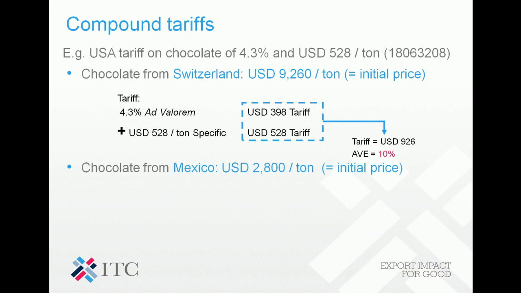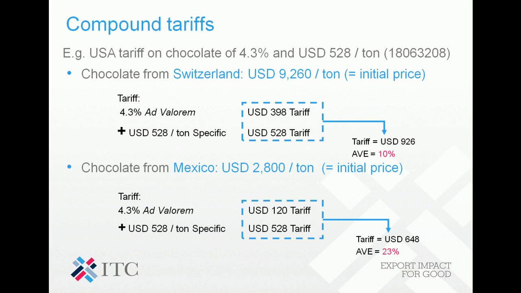Here, the ad valorem part of the compound tariff of 4.3% translates to a tariff of $398 for the Swiss chocolate, as 9,260 times 0.043 is 398. Additionally, the specific tariff of $528 per ton is applied, such that the total tariff applied is $926, representing an ad valorem equivalent of 10%.